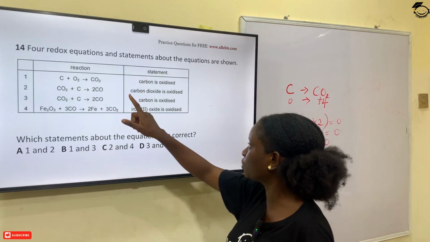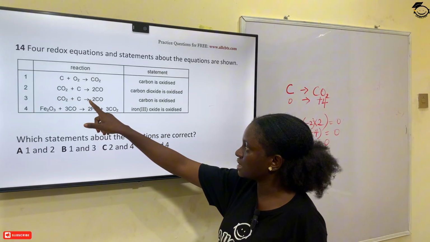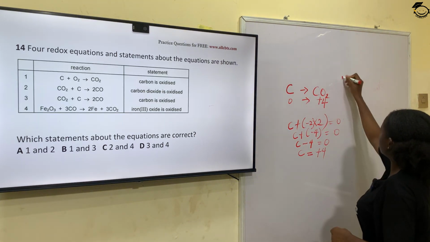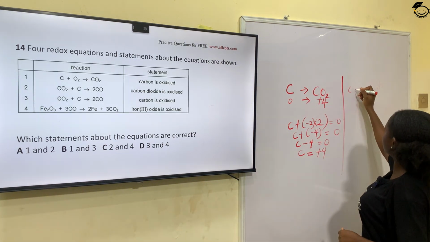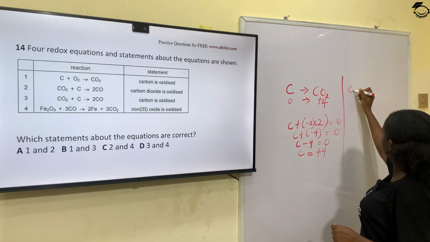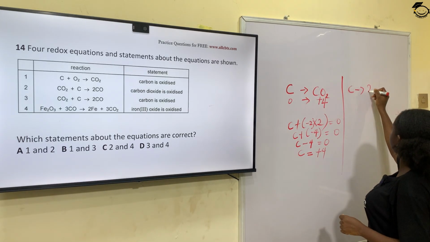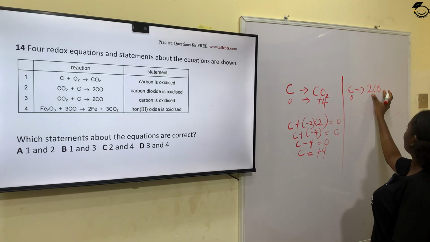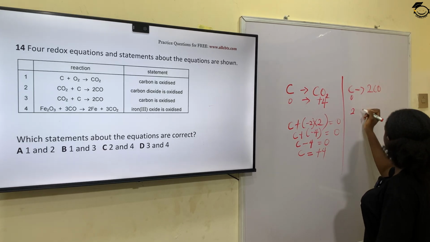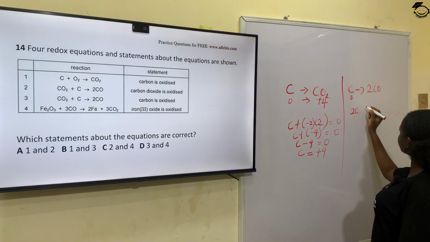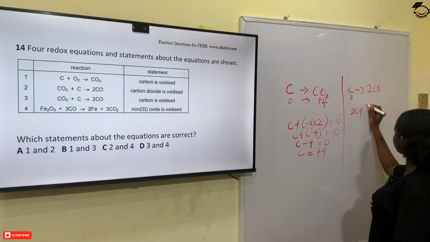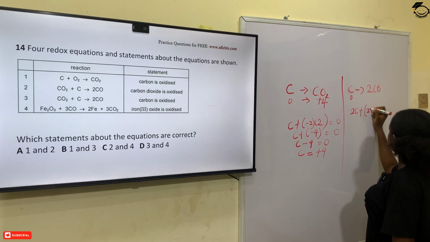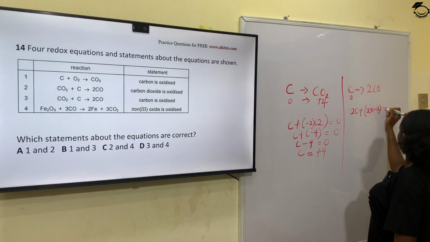Let's see the second one. CO2 plus C to give 2CO. Let's verify the oxidation state. For the second one, C to 2CO. So the oxidation state of carbon is 0 here. For 2CO, we have 2C plus 2 times this 2 will give us 2 times the -2 to give 0.